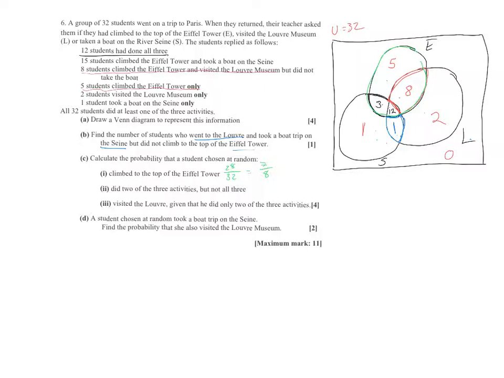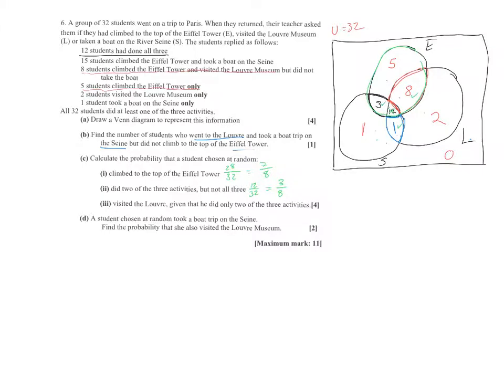The next question is, did 2 of the activities, but not all 3? So not all 3, but yes 2. So 3, 8, and 1. So that would be 8, 9, 10, 11, 12. So 12 over 32, which would be, it looks like they're both divisible by 4, so that would be 3 over 8. And then visited the Louvre, given that he did only 2 of the 3 activities.